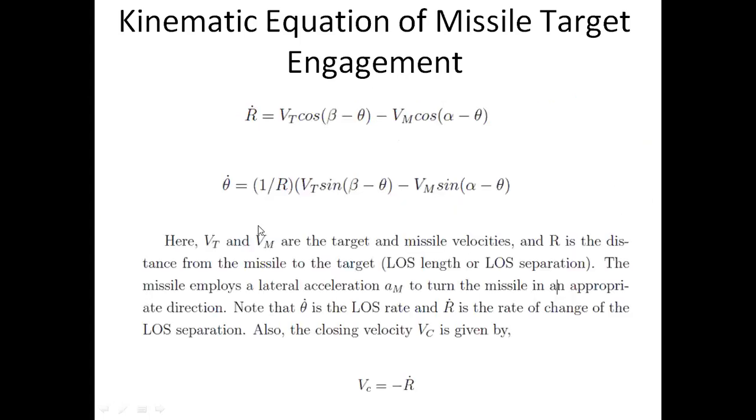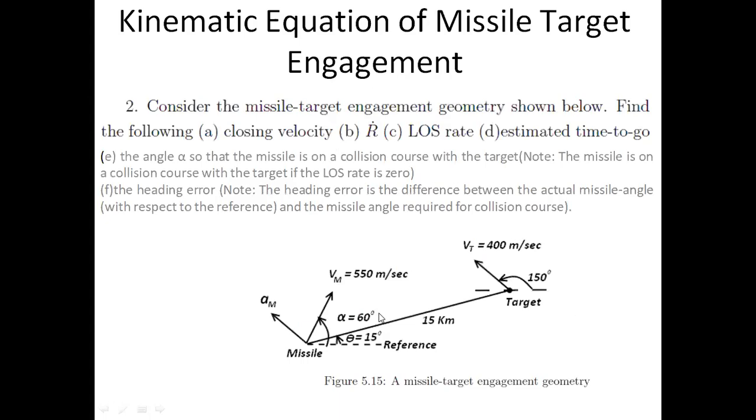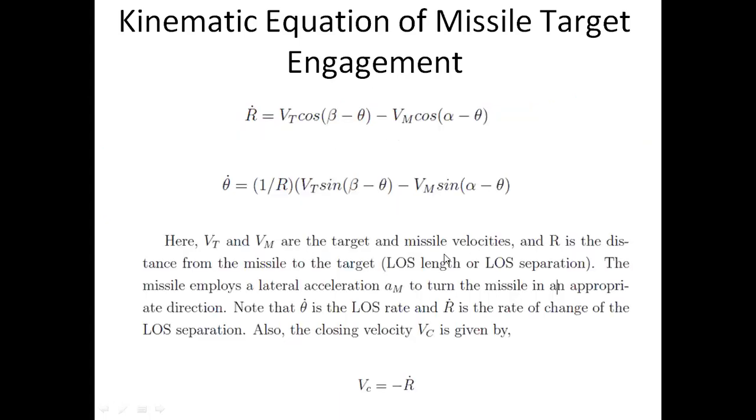So here in this equation, that is theta dot, we need to equate the theta dot equation to 0. If you take theta dot equal to 0, it becomes 1 by r, Vt sine (beta minus theta) minus Vm sine (alpha minus theta). Beta is given, theta is given, so you can find out alpha because r will become 0. So it becomes Vt sine 135 minus Vm sine (alpha minus 15) equal to 0. By equating it to 0, you'll get the value of alpha.